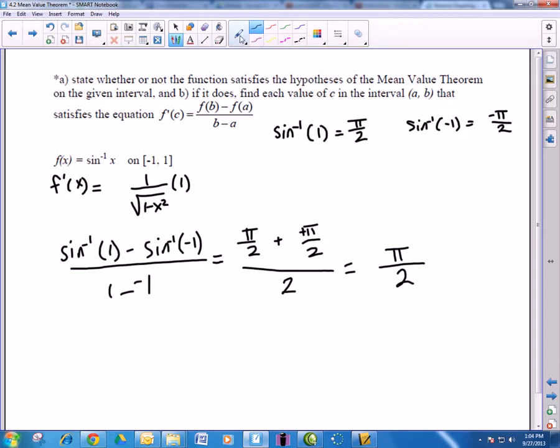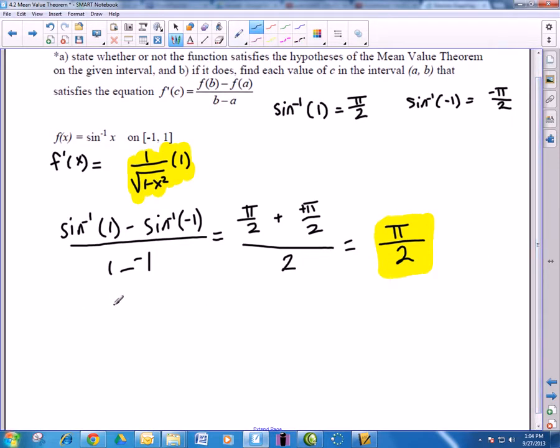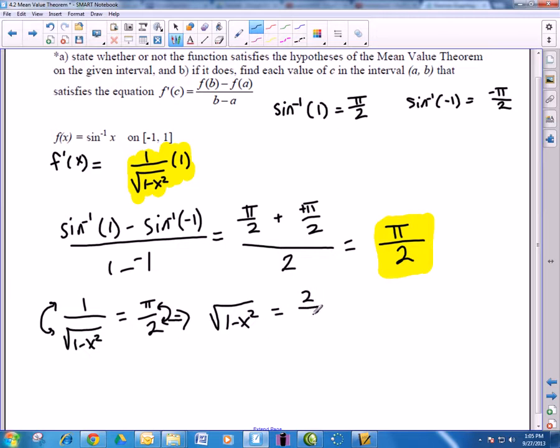Now what we're going to do is go ahead and set these equal to each other. We know the mean value theorem tells us that these two parts are equal to each other. So we're going to set them equal to each other and solve. So you'd have 1 over the square root of 1 minus x squared is equal to pi over 2. To make this easier to work with, I'm just going to reciprocate each expression on each side. As long as I do the same thing on each side, it'll be fine. That way, on the left side, I just have the square root of 1 minus x squared. And then on this side, I have 2 over pi.